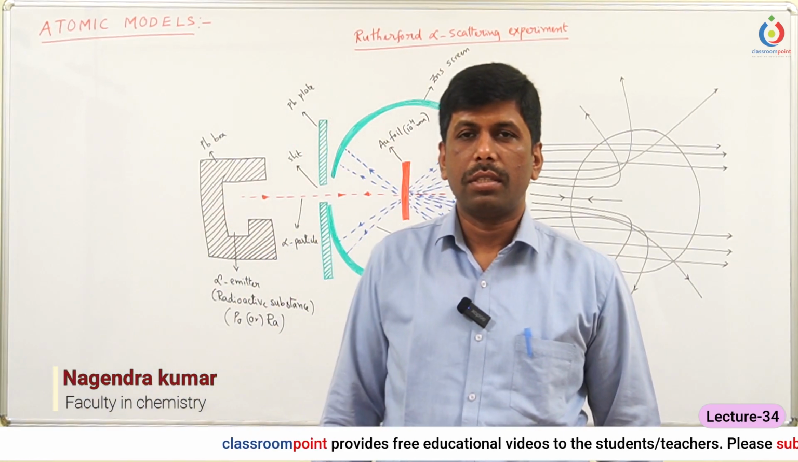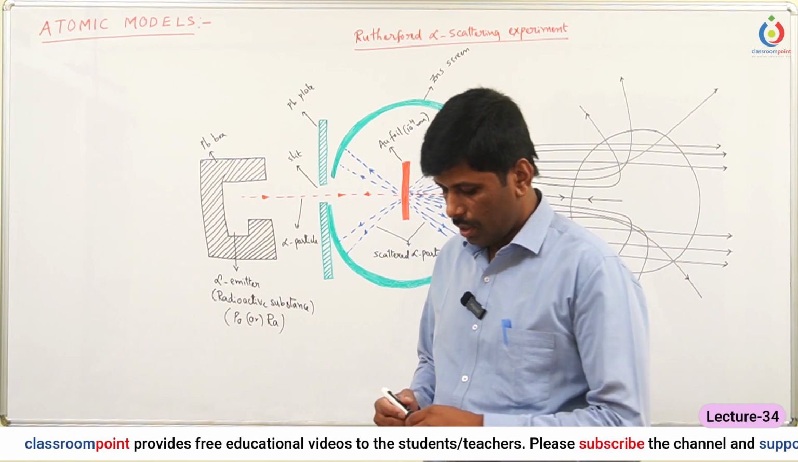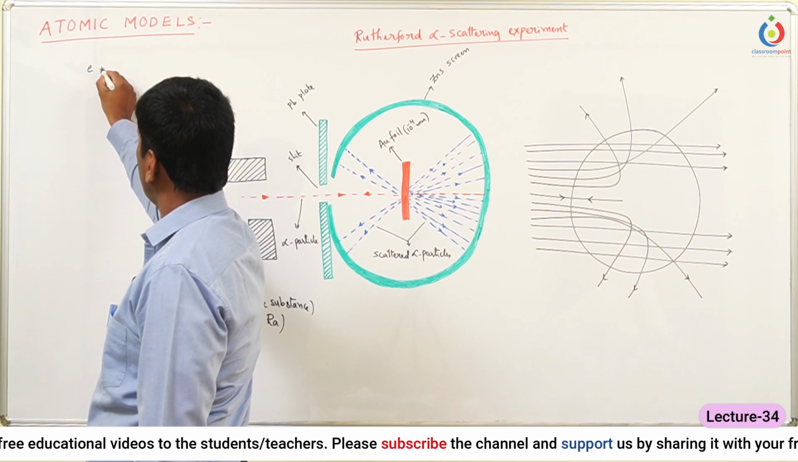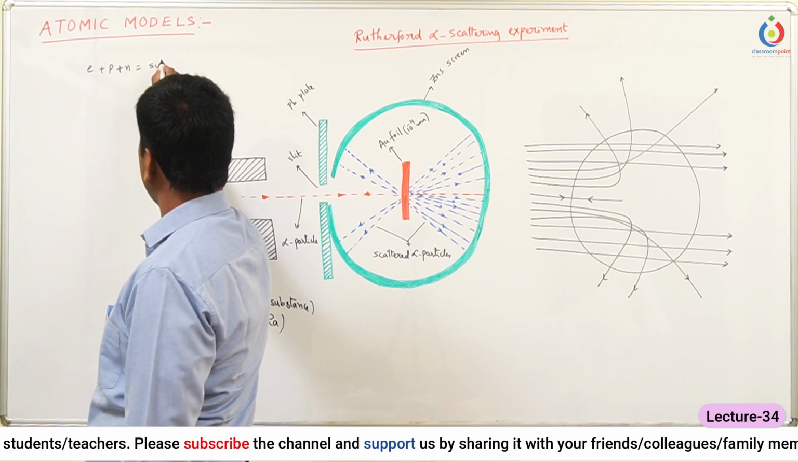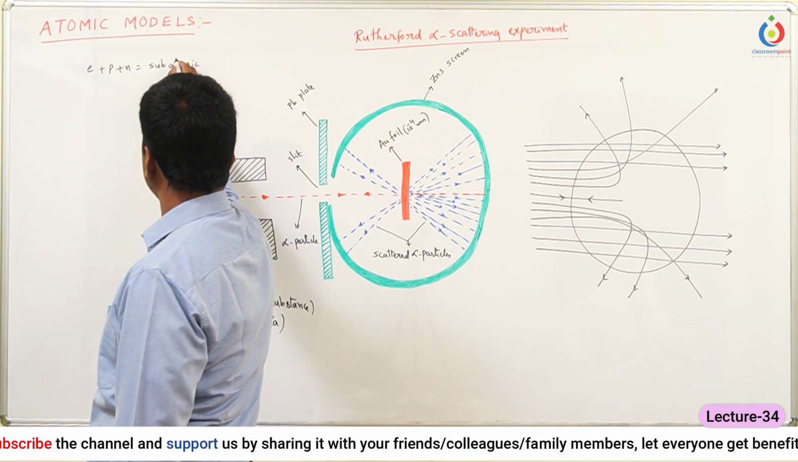In our previous class, we had discussed the discovery of the subatomic particles. They are electron, proton and neutron. These three particles together are called the subatomic particles.